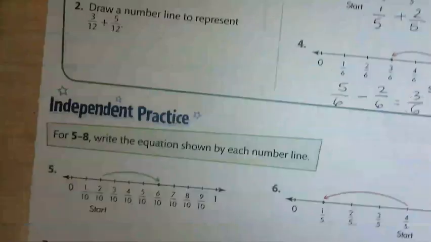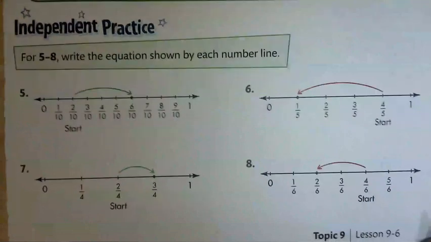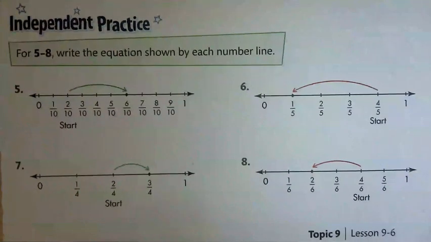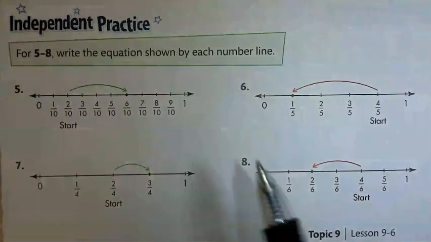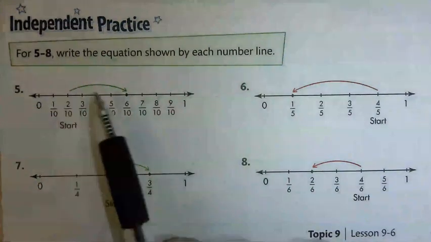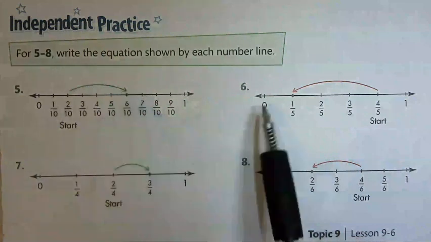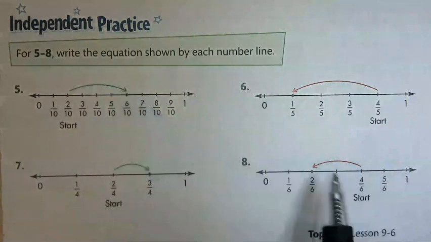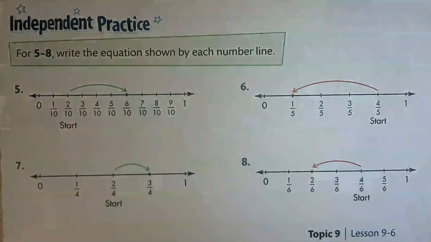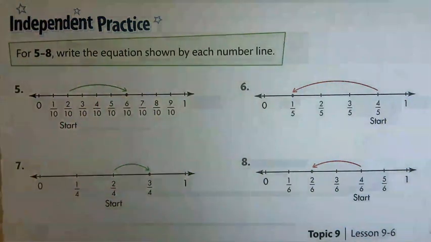When you work on numbers 5, 6, 7, and 8 on your own, that's exactly what you're going to do. You're going to look at where you're starting, figure out if you're adding or subtracting, and then just how many it is. All of these are going to give you your final answer because they're already written on there to where our arrows end up. All right, so that's what you're going to be working on today.